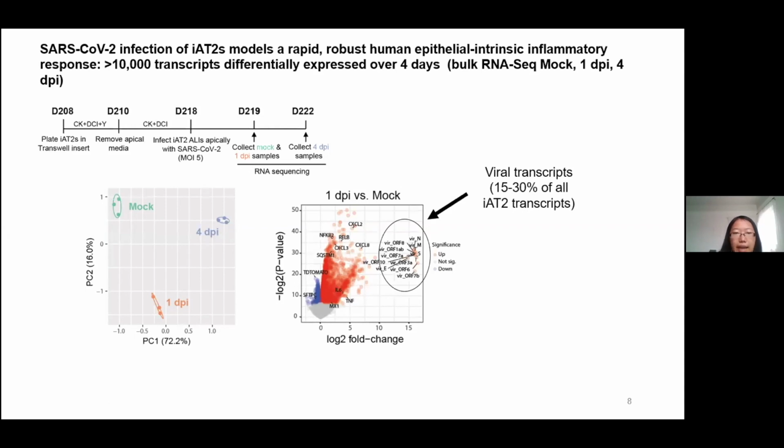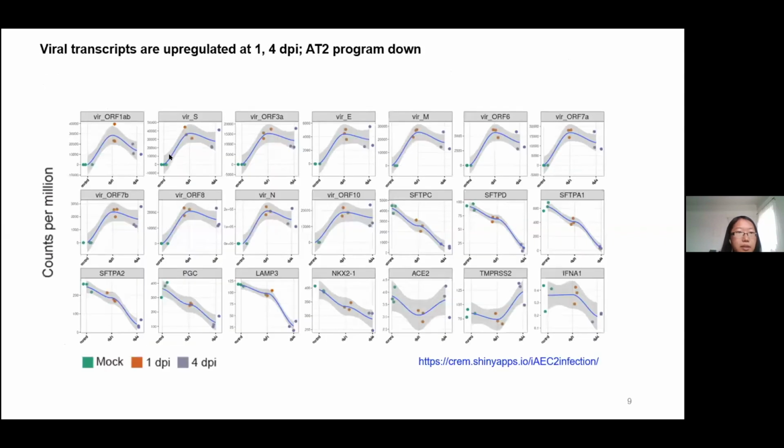So now we're interested in how different genes are changing in these samples. So here are some Loess plots. The first row and a half shows some viral transcripts of interest. You can see spike here and also nucleocapsid protein transcript here, showing that all of these viral transcripts increase by the 1 day post-infection sample and stay up at the 4 day post-infection sample. Interestingly, you see type 2 cell program going down. So transcripts for surfactant protein C, D, A1, et cetera, are all decreasing over time.